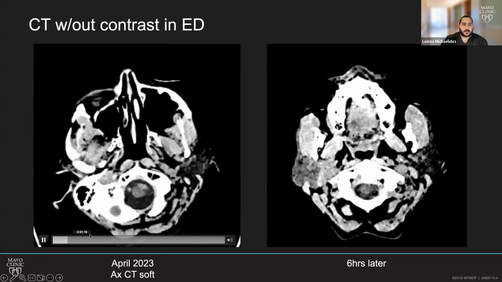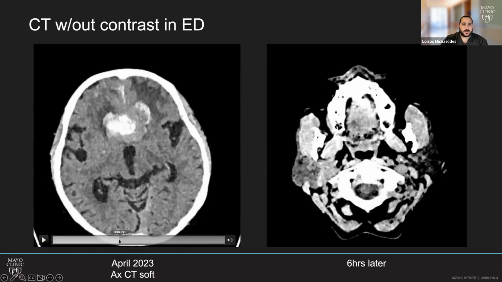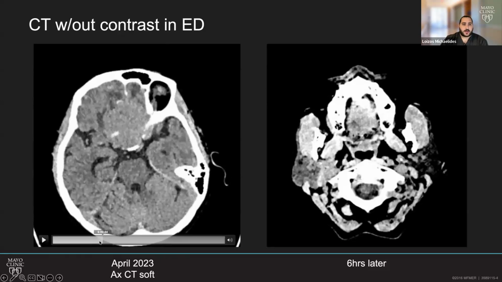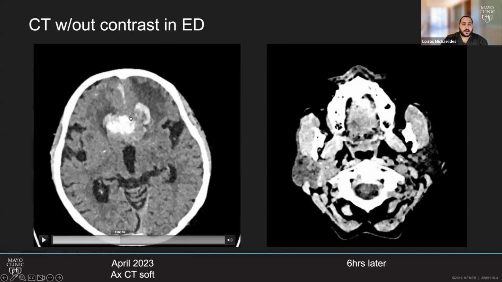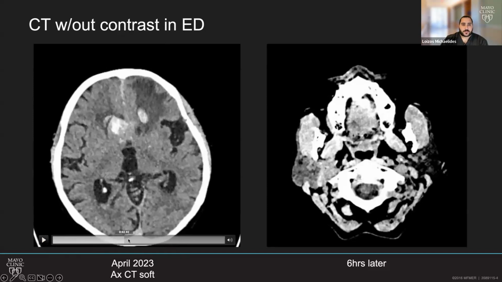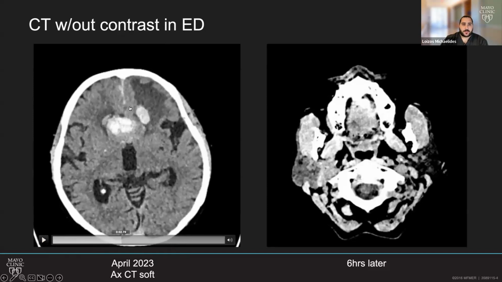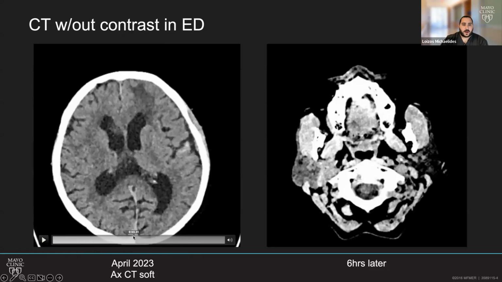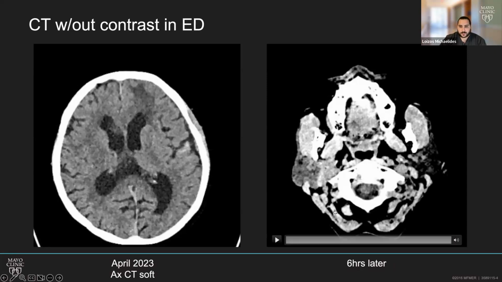Right here, we can appreciate this large lesion right here over the planum sphenoidale. We can see some heterogeneous hyperdensities within the lesion that are suggestive of hemorrhage. We can also see some hyperdensities within the interhemispheric fissure right here, and some blood also present within the posterior occipital horns.